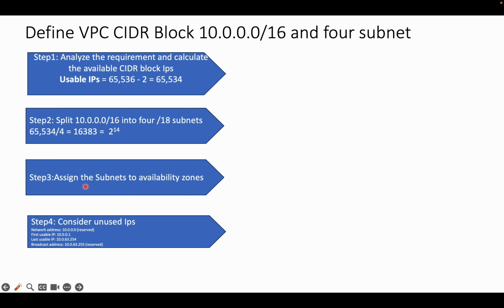In step 3, assign the subnets to the availability zones, decide which availability zone each should be in, and consider unusable IPs. There are a few IPs which are used by the AWS services itself. For example, network address 10.0.0.0 is reserved. First usable IP 10.0.0.1, last usable IP 10.0.63.254, and broadcast address 10.0.63.255.